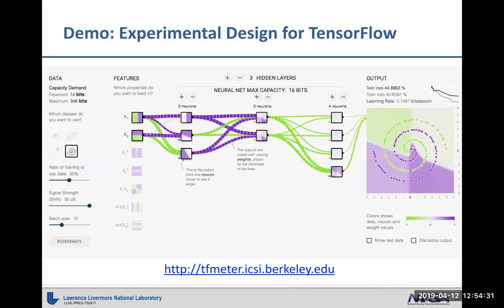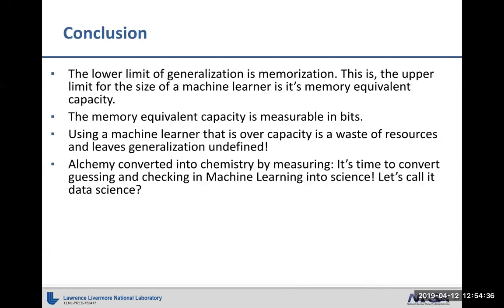So the conclusion is, the lower limit of generalization is memorization. The worst thing you can ever do is memorization. Now, for the debugging of my networks, I want to make sure that they can at least memorize. Come on, right? This is the upper limit for the size of a machine learner: its memory equivalent capacity.